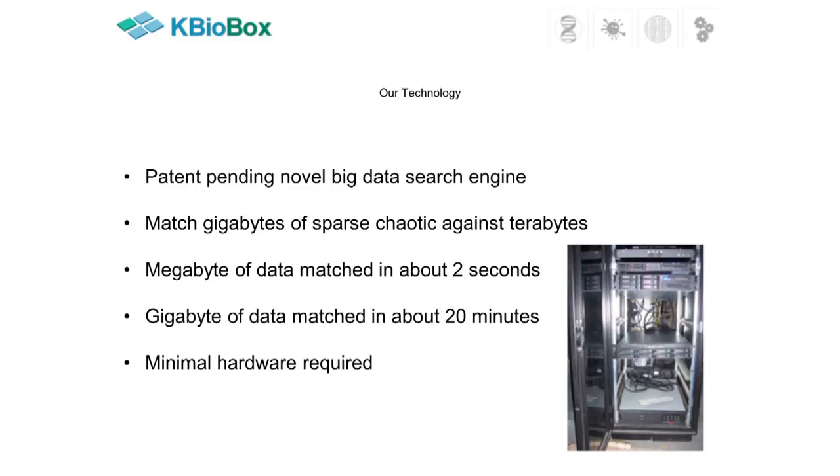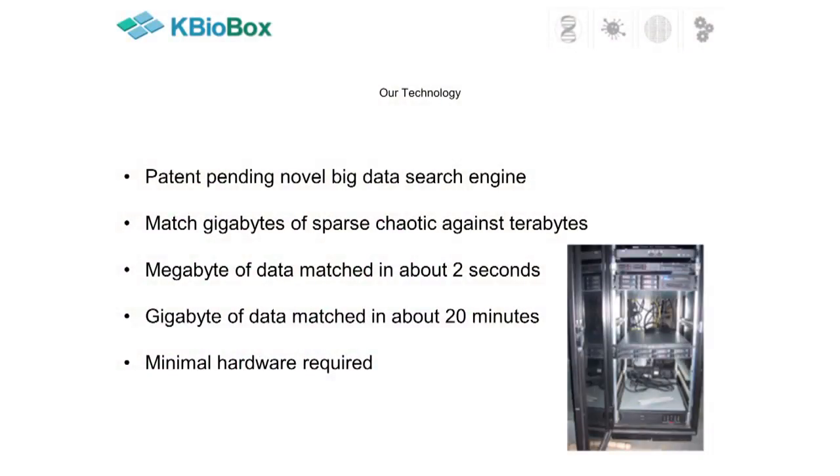So data that's very sparse and chaotic, meaning lots of the same little things repeated over and over again, and most likely the data coming in is a jumbled mess and it's not in any particular order. And what we can do with it is we can actually match gigabytes of that in about 20 minutes against terabytes of data.